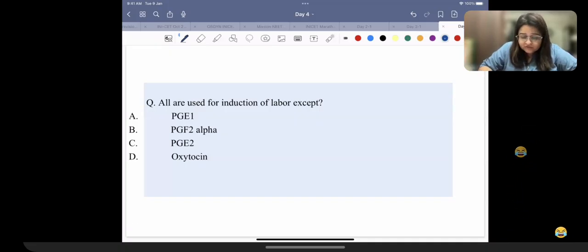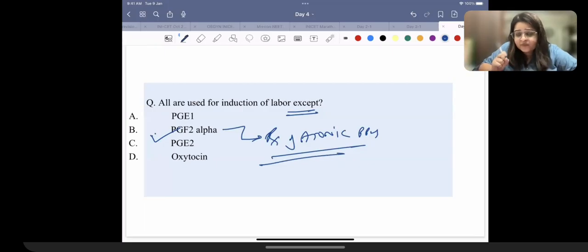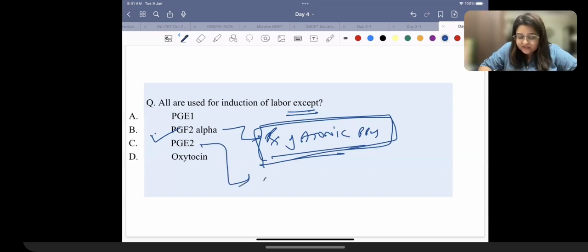All are used for induction of labor except... In our hospital also we do the same, but that's separate. All are used for induction of labor except PGF2 alpha. Where is PGF2 alpha used? PGF2 alpha has only one use, that is the treatment of atonic postpartum hemorrhage. Again, it's a very strong, potent uterotonic. It causes significant uterine contractions and hence it is used only for treatment of atonic PPH, and it has no use anywhere else. Similarly, PGE2 has only one use, induction of labor.